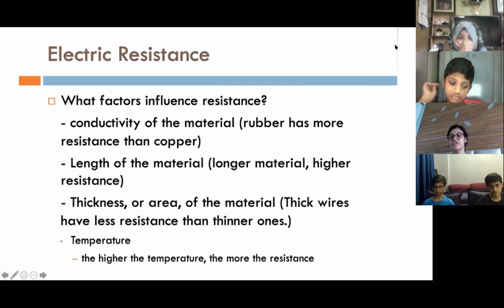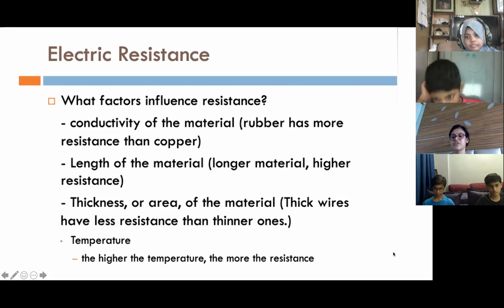Fine. Why there is no current when there is no battery, and why there is a current when there is a battery in the circuit. Okay. So now when there is current in the circuit, there will be resistance in the circuit.